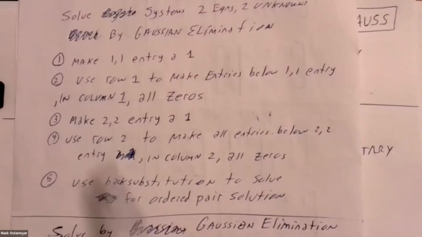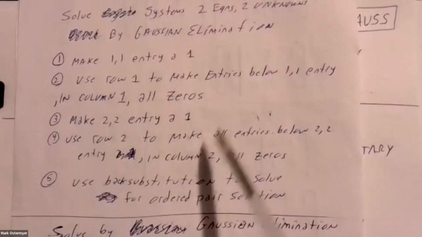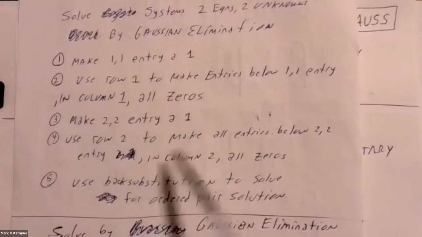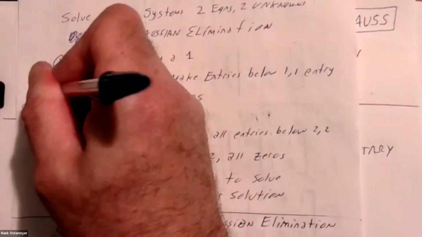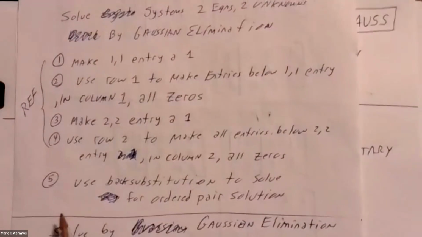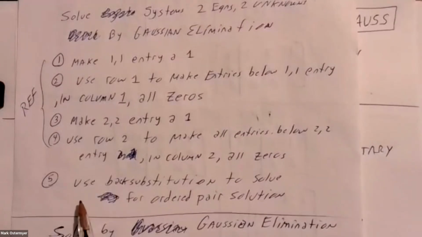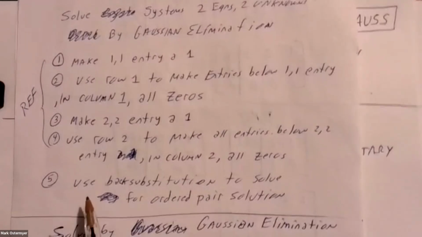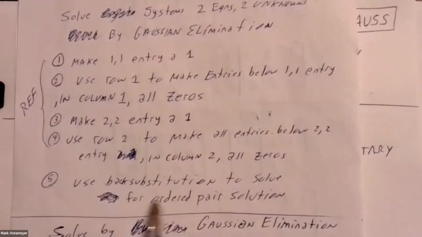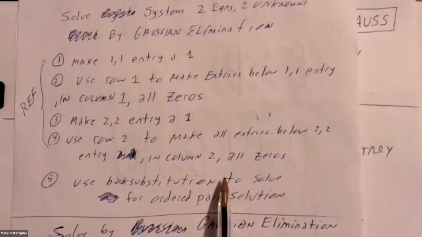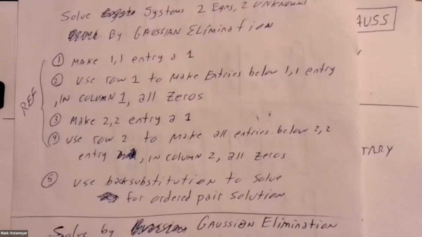Last step, once we do all this, steps 1 through 4, our matrix will be in row echelon form. So our matrix, after performing steps 1 through 4, will be in row echelon form. And then, ladies and gentlemen, we recover our ordered pair solution or ordered triple solution, regardless of whether we're solving a 2x2 system or a 3x3. We have to use back substitution to recover the X, Y, and or Z coordinates of the solution.